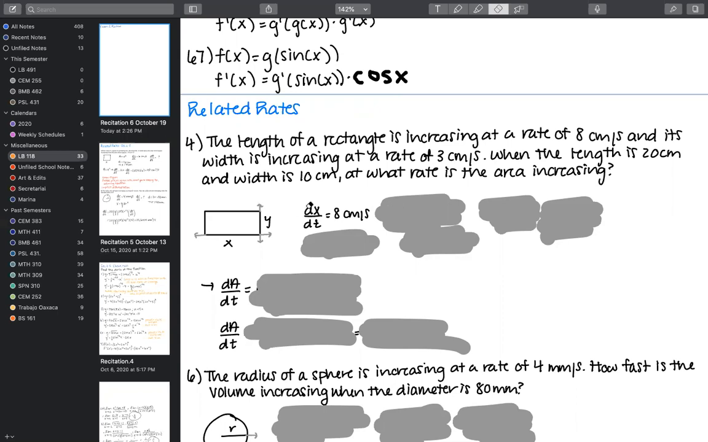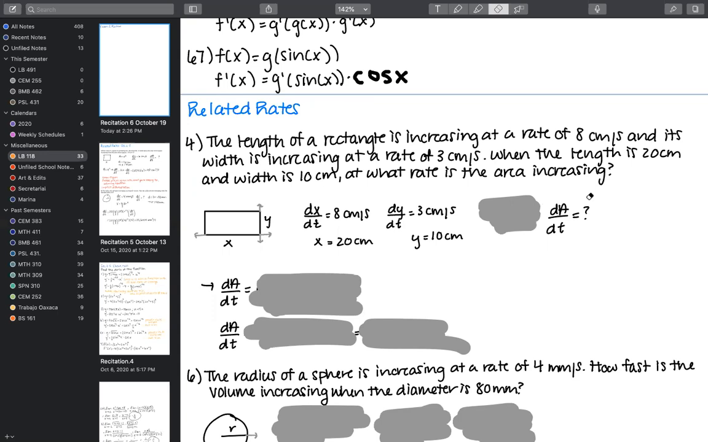So we're told that x is increasing at a rate of 8 centimeters per second. We're also told that y is increasing at a rate of 3 centimeters per second. We are also given the specific values at the instant that we're asked to evaluate them. And so what is dA dt? That's what we're asked.